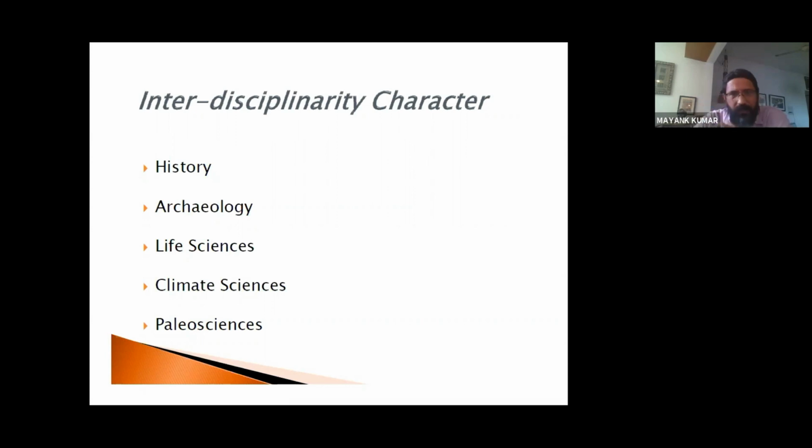In a way, the social historians and the economic historians have been borrowing from other disciplines. But the character of environmental history is much wider. We deal with history, we deal with archaeology, we have to deal with the life sciences. Climate sciences have become very important for us, and along with that, even the paleo sciences. So when we discuss environmental history, we need to be open to other fields of investigation also, because insights from those fields help us in our understanding of our culture.